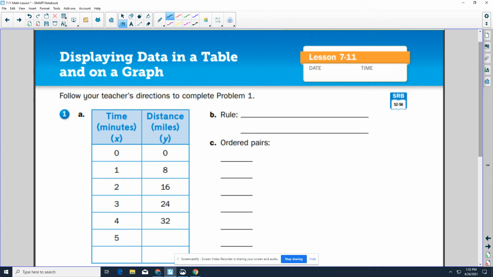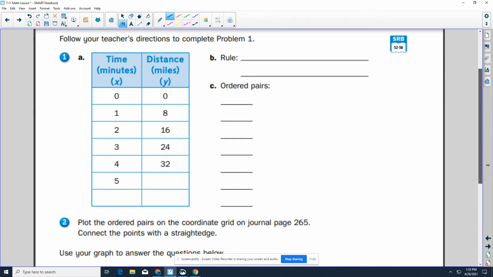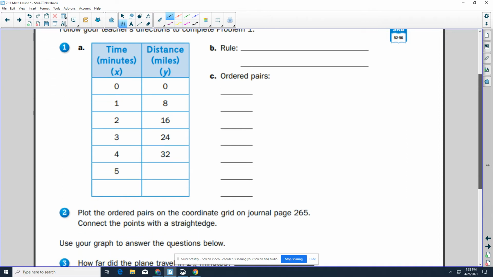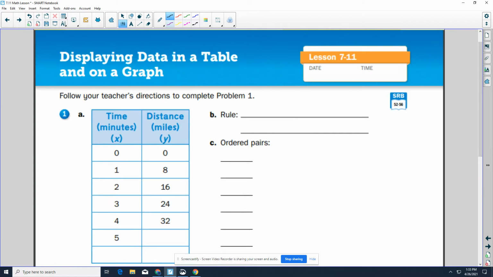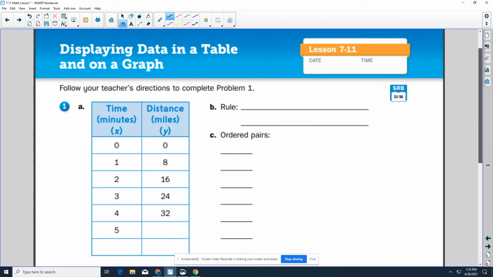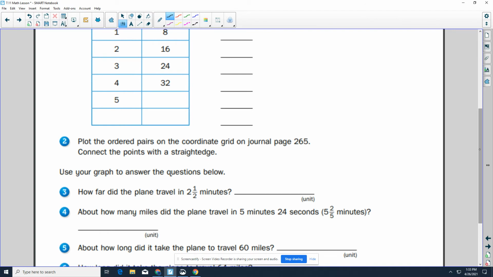Okay, hopefully you've had a chance to open up to this page here. It says follow your teacher's directions to complete problem 1. Okay, so let's look here together. First we see we have an x and y, which will be helpful whenever we're graphing data. And I can see for the x value, it's going to be time in minutes.